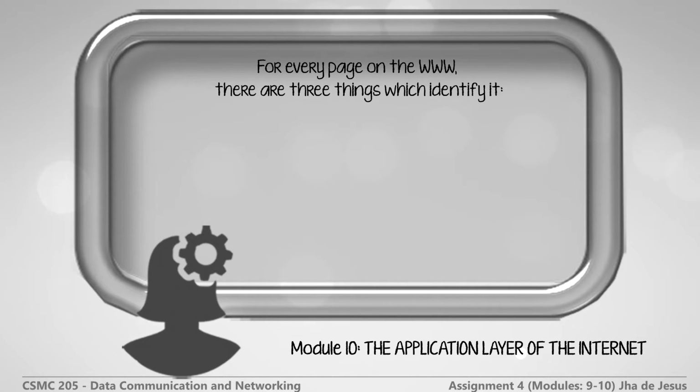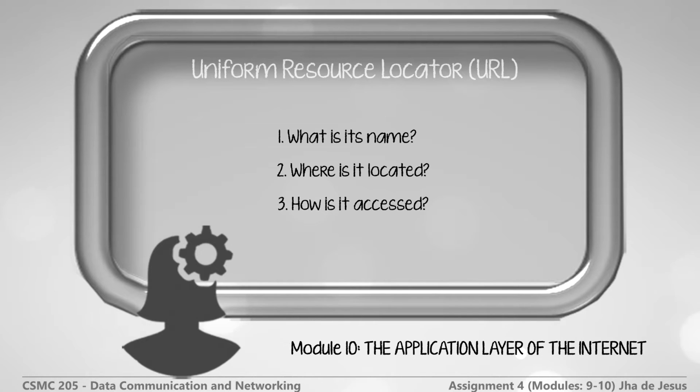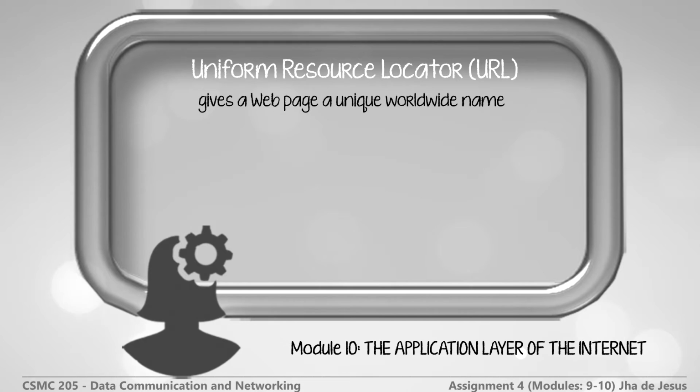For every page on the WWW, there are 3 things which identify it. First, what is its name? Second, where is it located? And third, how is it accessed? The solution to these questions are answered by a Uniform Resource Locator or URL, which gives a web page a unique worldwide name. It has 3 parts.